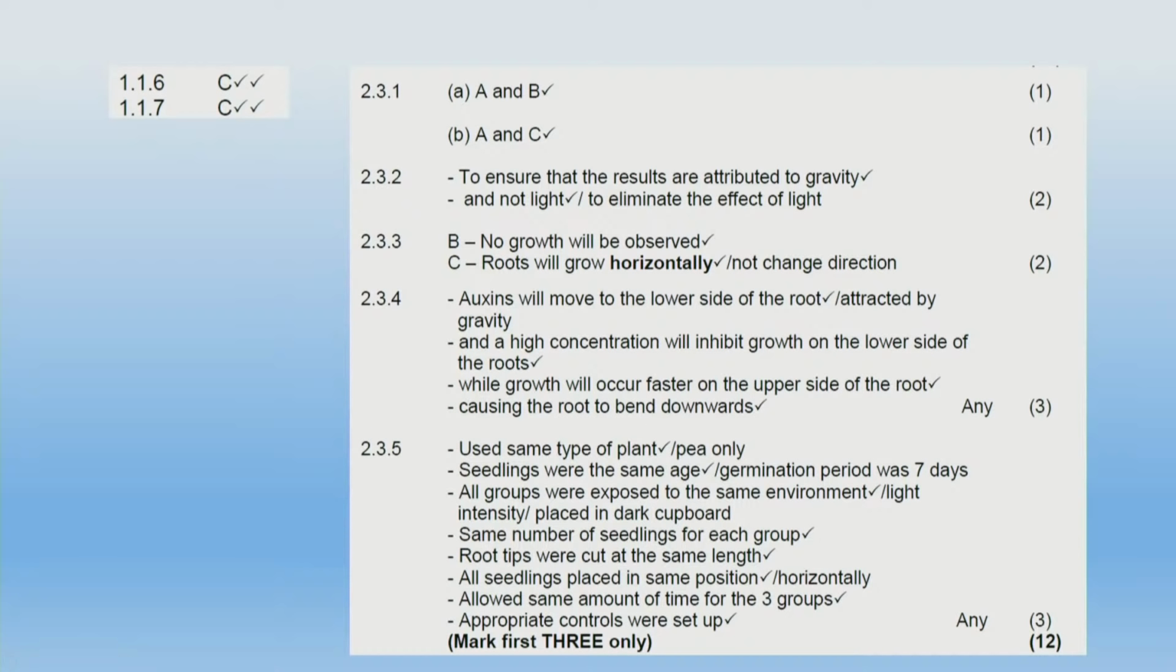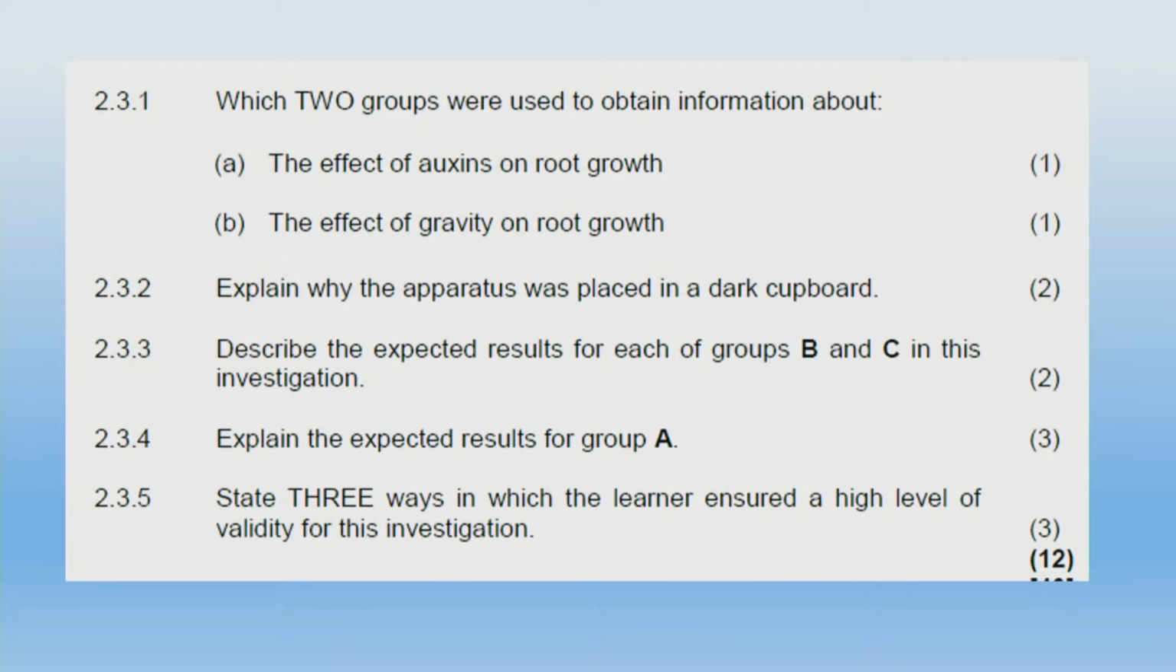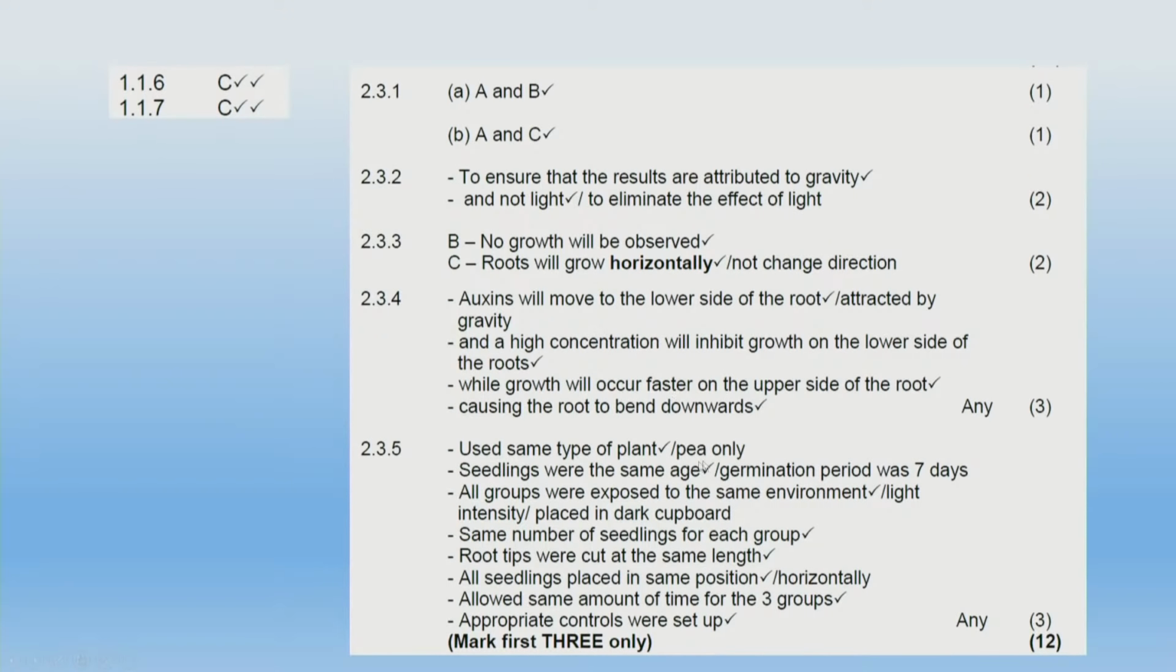And then question 2.3.5. State 3 ways in which the learner ensures a high level of validity for this investigation. So used the same type of plant, and then you have to mention all the things that were kept constant here. The same type of plant was used, and then also again the seedlings were of the same age, and then all groups were exposed to the same environment.